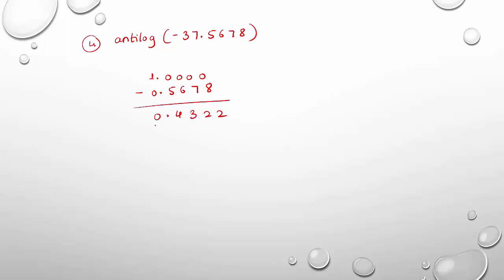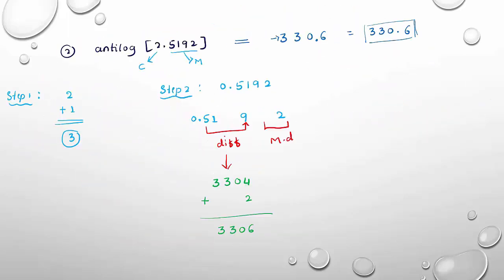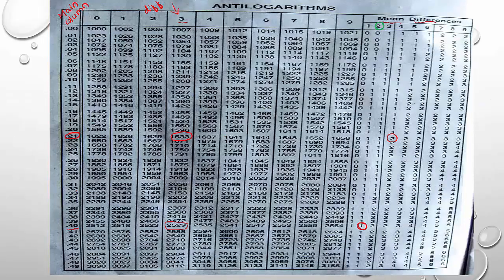0.4322. So this 0.43 we have to observe in the difference column, and then 0.43 we have to observe in the mean difference column. This is difference and this is mean difference column. 0.43 at 2. Here we got the number 2704. And similarly 0.43 at 2 is 2704.